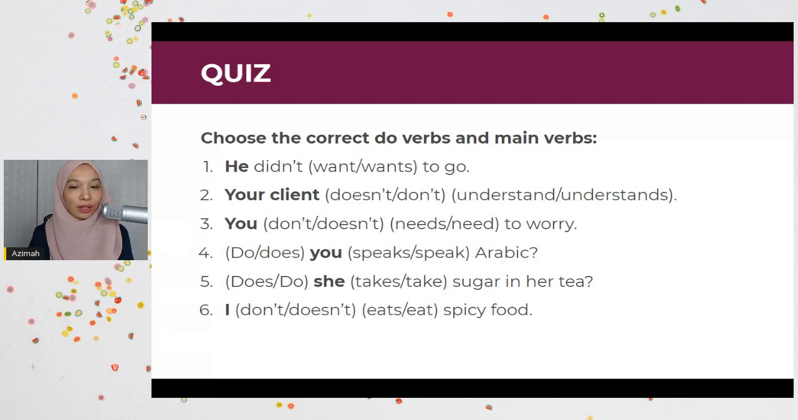Number 4, I'm forming a question. Do or does you speaks or speak Arabic? Number 5, does or do she takes or take sugar in her tea? Number 6, I don't or I doesn't eats or eat spicy food?